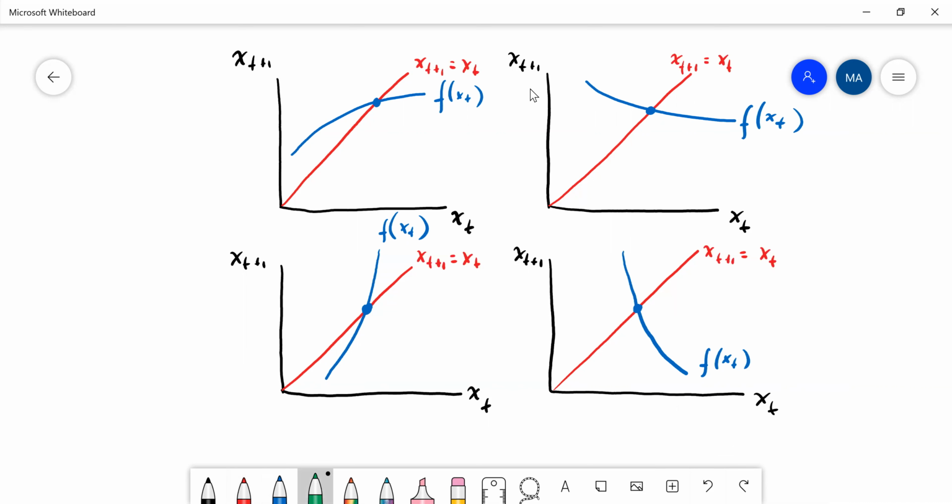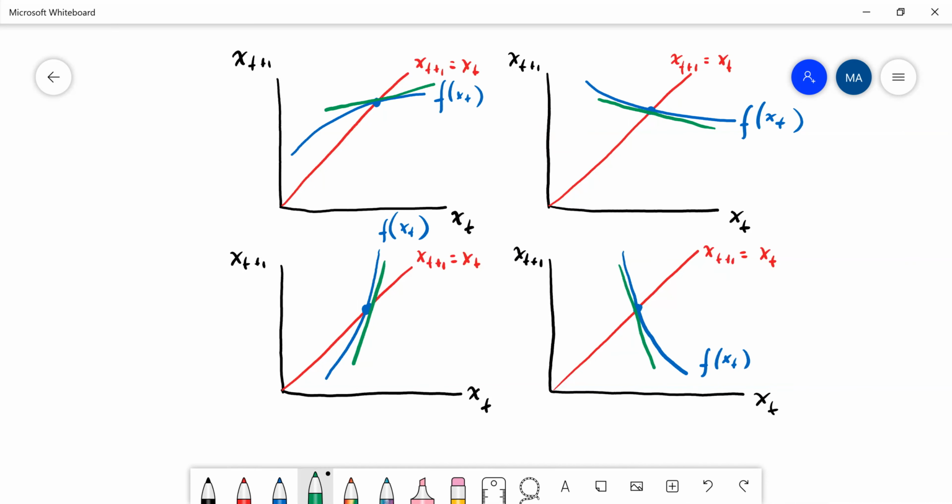Well, if you look carefully, at this point the derivative is positive and less than 1. Here, the derivative is negative and less than 1. Here, the derivative is positive and greater than 1. And here it is negative, and in absolute value, it is greater than 1.